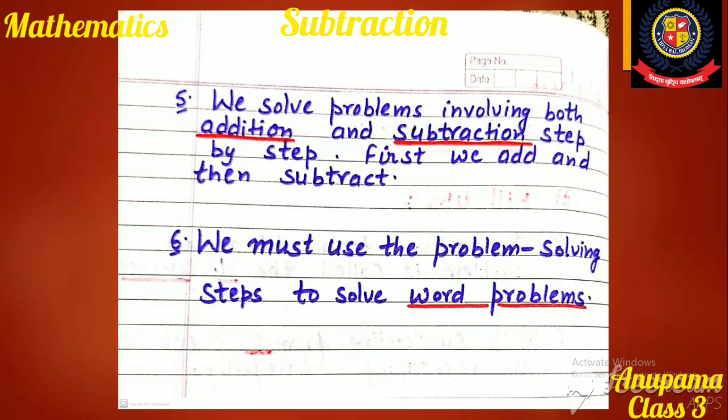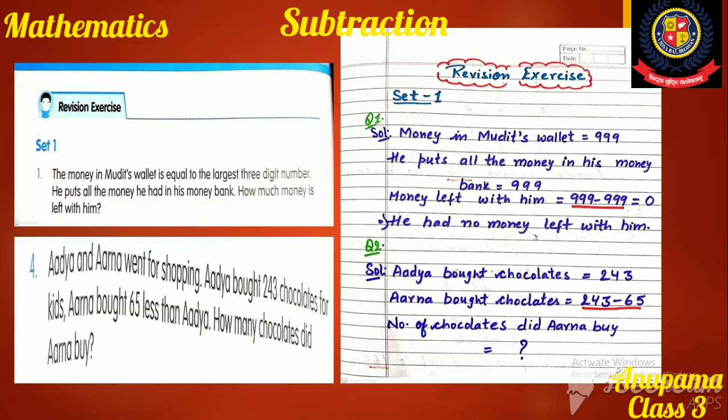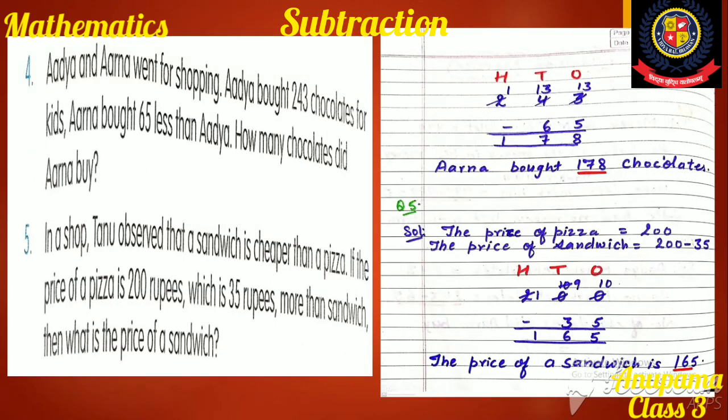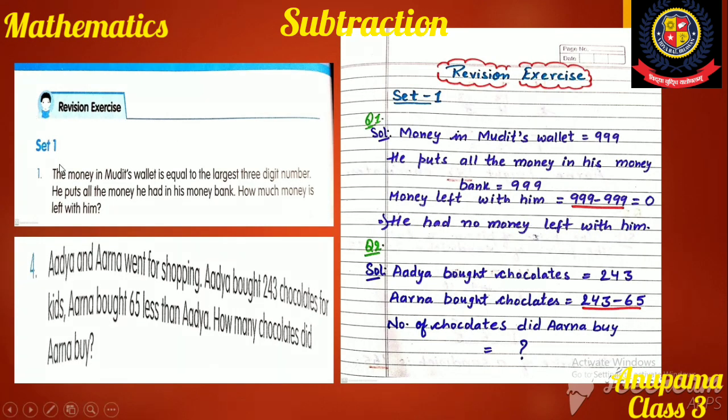Now after let us recall points, we will do revision exercise. Open revision exercise from back side, page number 15. Open your book from back side, page number 15. Subtraction. Set 1 we are doing. Okay, I am going to solve some important questions. You have to write down in your notebook. Okay, so write down here revision exercise, set 1, question 1. No need to write questions, you have to write down only solution.